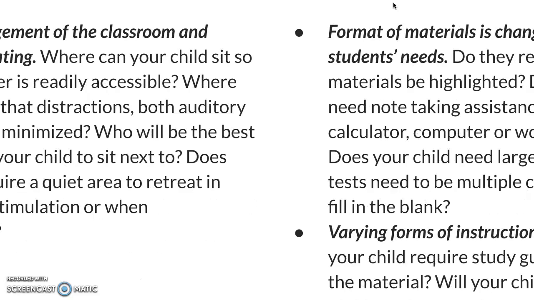Some more possible accommodations are the physical arrangement of the classroom and preferential seating. So depending on where the student can be successful is where that student should be seated. So where the student sits, is it close to the teacher so that they're readily accessible? We want to limit distractions, both auditory and visual distractions. We want to know who the best classmate for the student to sit next to would be. And we also want to make sure that the area that they're sitting in at least has a quiet place so that they can maximize their concentration capabilities.